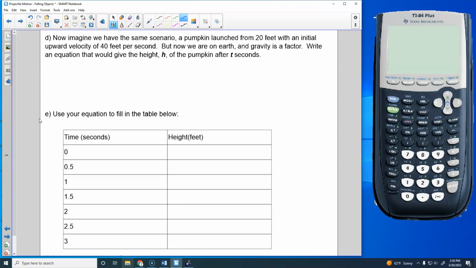So now, let's put it all together, okay? Same scenario, pumpkins launched from 20 feet, initial upward velocity of 40 feet per second, but now we're on Earth, gravity is a factor. Write an equation that would give the height of the pumpkin after t seconds. So, we're going to have h of t. What do you guys think?